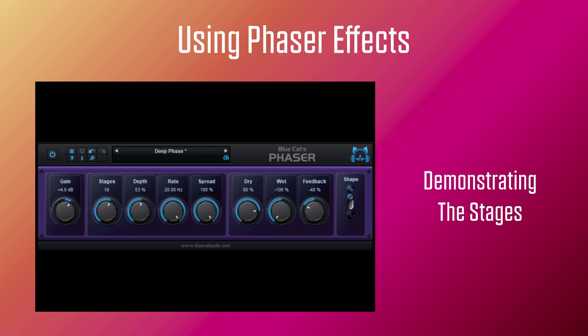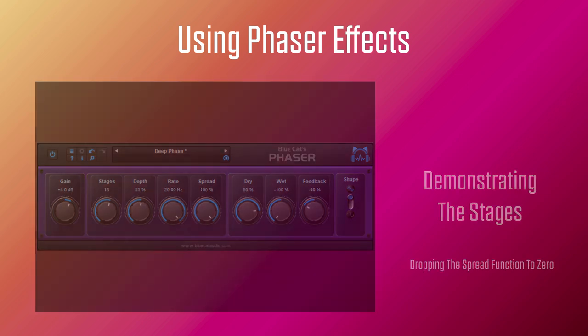More stages equate to a more phased effect, and sometimes it pays dividends to start with fewer stages and work up from there, as the effect can vary quite dramatically in behavior when scanning through the number of stages. This is one of those let the ear decide moments. I've left the spread function at 100% so you can hear the phaser effects in full motion. If you want the effect to remain mono and centered, you can easily achieve this by dropping the spread function to zero. More on this later.